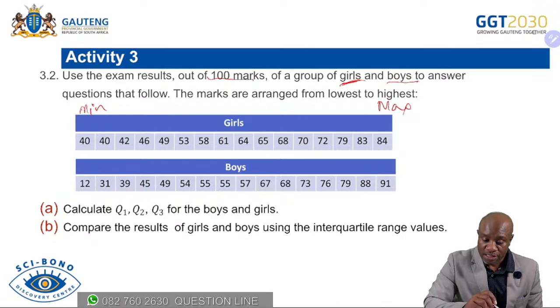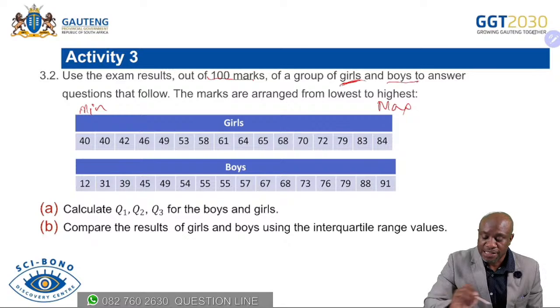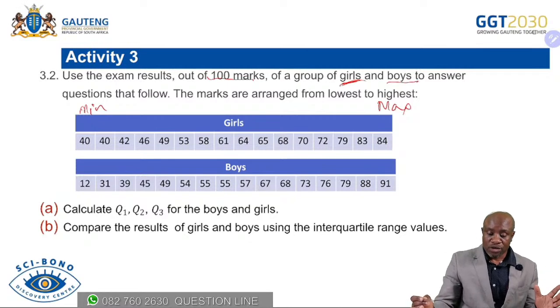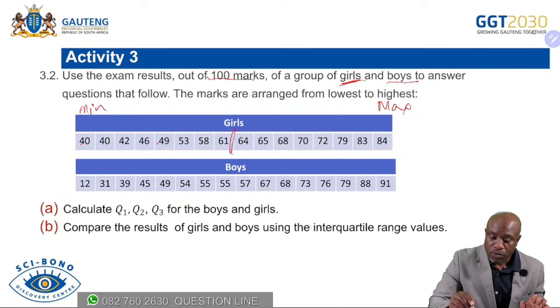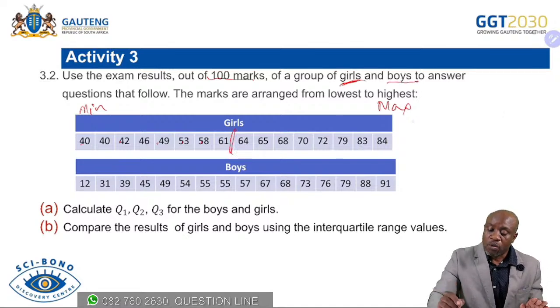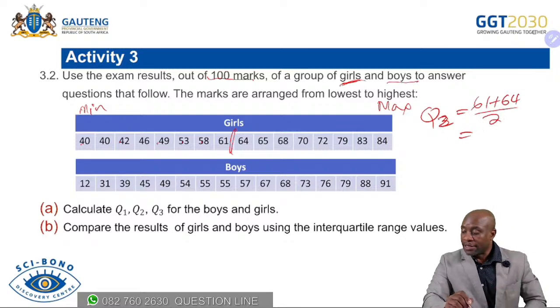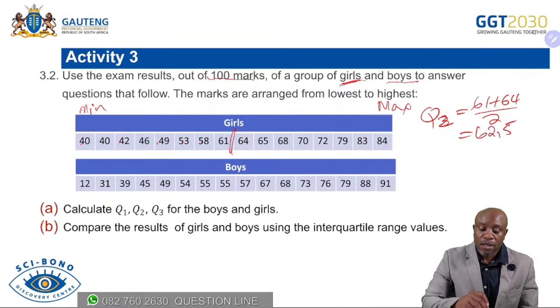So we just look at the values and say 1, 2, 3, 4, 5, 6, 7, 8, 9, 10, 11, 12, 13, 14, 15, 16. There are 16 values, and therefore we don't have a clear-cut median. The median is going to be between the 8th number and the 9th number. So we go 1 to 8, and 1 to 8. So our median there is going to be 61 plus 64 divided by 2, and that will give you 62.5. That's the middle value there.